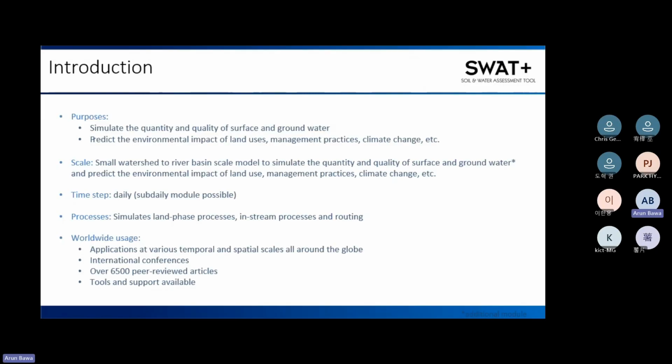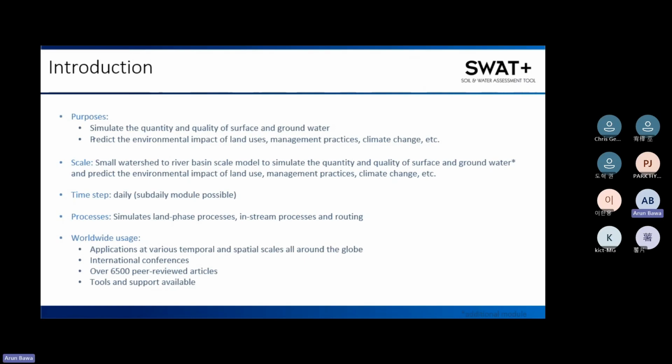So there are options available if you want to do the sub-daily model also. That option is also available, but not many people use it. So most of the applications are at daily scale, monthly scale, or annual scale. So you can do that. That's temporal scale.